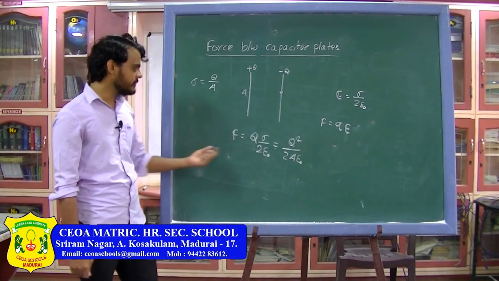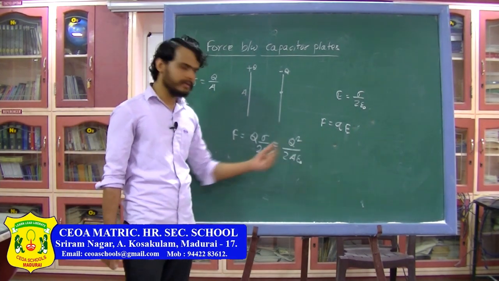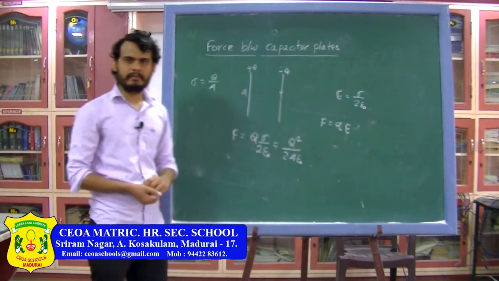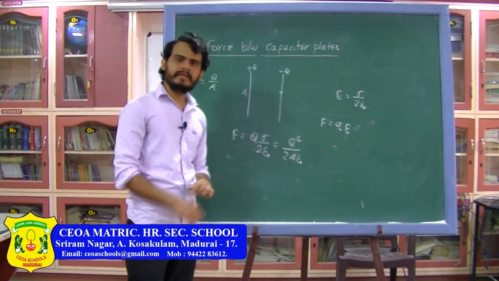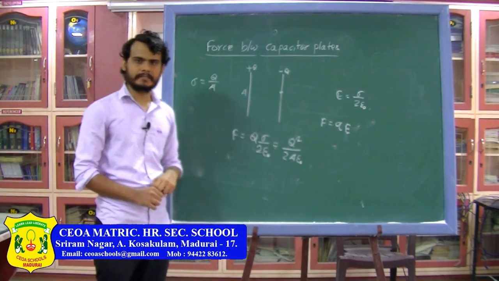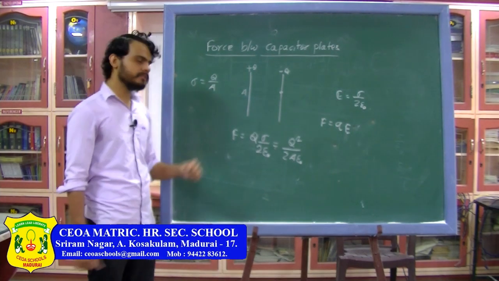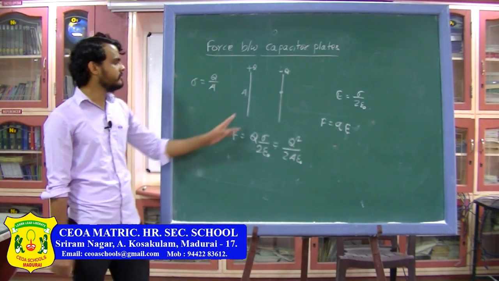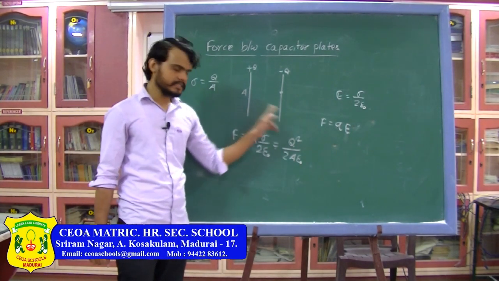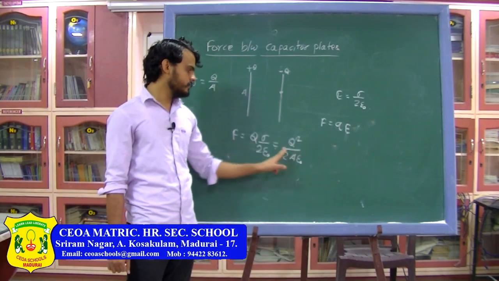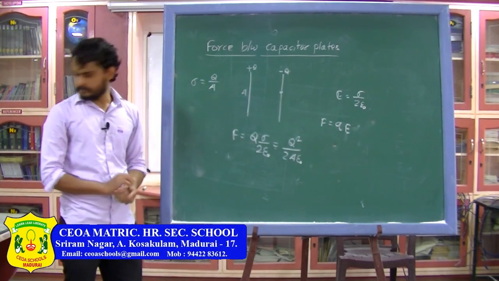So this is the force between the capacitor plates. As you can see, it depends on the charge on the plates, on the area of the plates, and on the medium between the plates, but it does not depend on the distance between the plates. Remember this: it doesn't matter what the distance between the two plates is, both plates are going to experience the force q square divided by 2A epsilon naught.